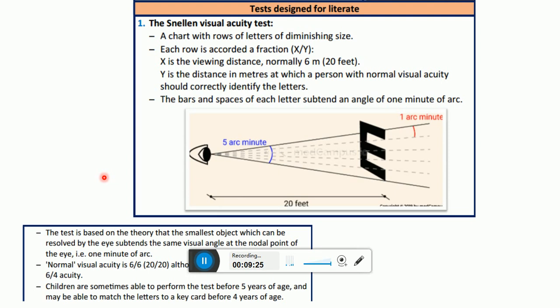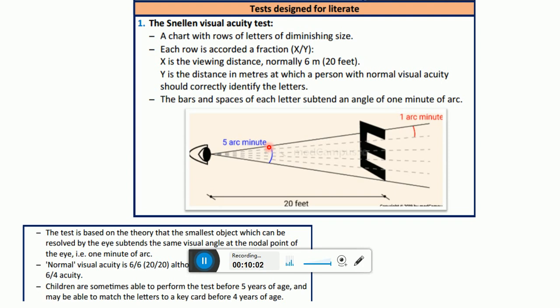The test employs a chart with rows of letters of diminishing size. Each row is accorded a number indicating the distance in meters at which a person with normal visual acuity should correctly identify the letters. The bars and spaces of each letter subtend an angle of 1 minute of arc. The test chart is normally read from 6 meters or 20 feet.